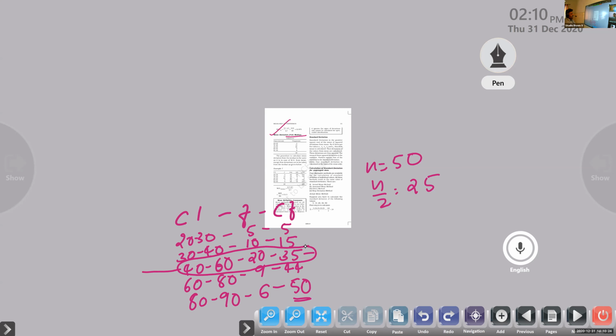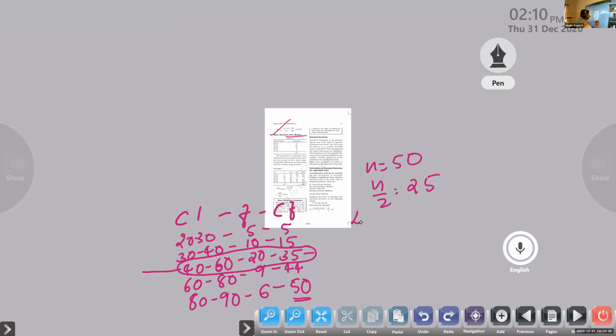Now all data are there, right? The only thing you forgot is to find out the cumulative frequency. Understood now? Without the cumulative frequency, you are unable to find that data. So to find the median, you first have to find the cumulative frequency, then only you can go for the equation.